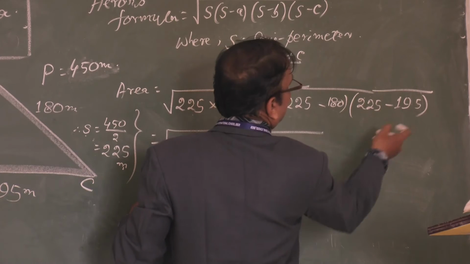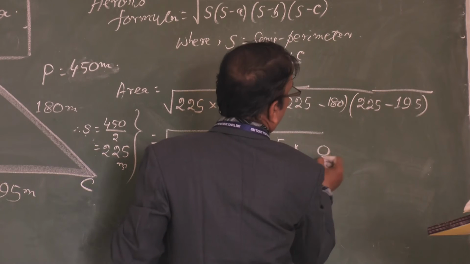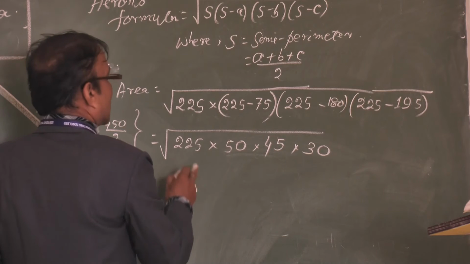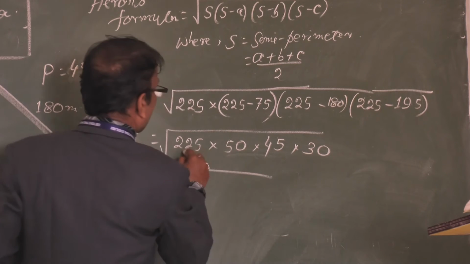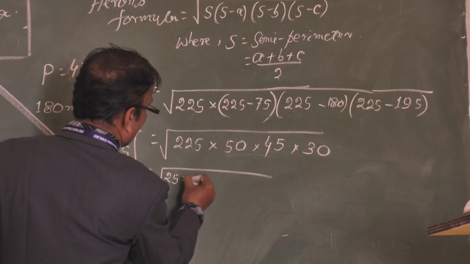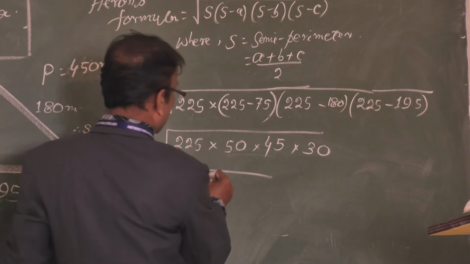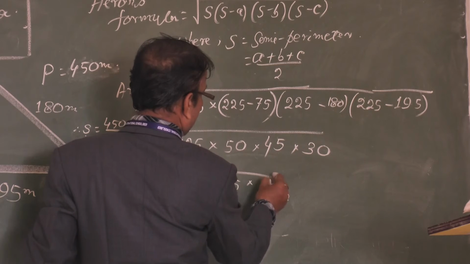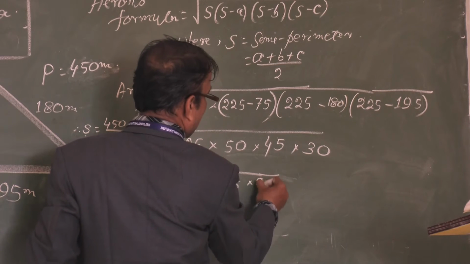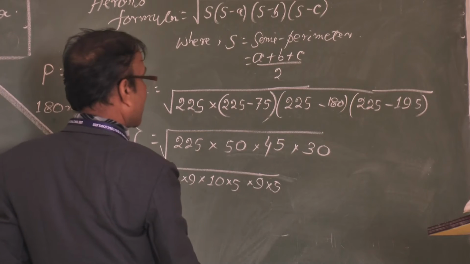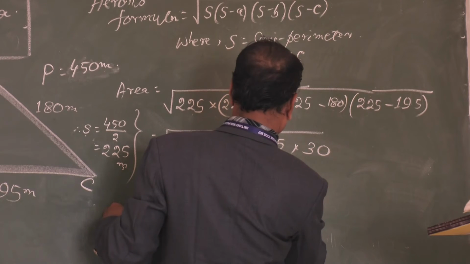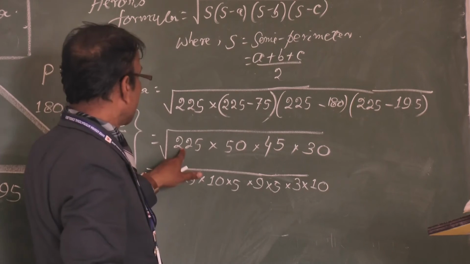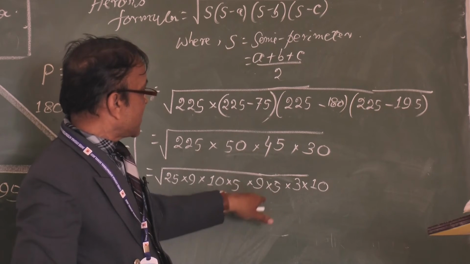After subtraction it will be 30. So now we can split it: 225 is equal to 25 into 9, 50 is 10 into 5, 45 is 9 into 5, and 30 is 3 into 10. So 225, it is 50, this is 45, it is 30.